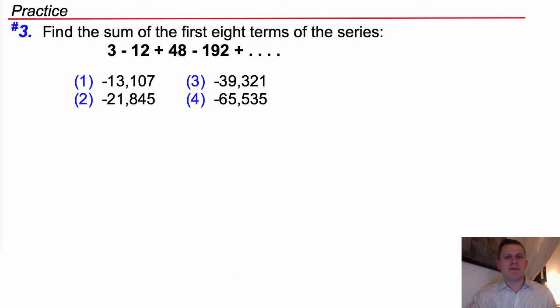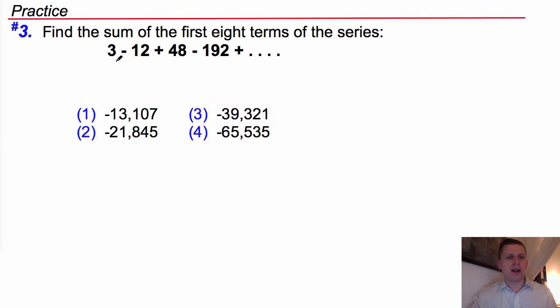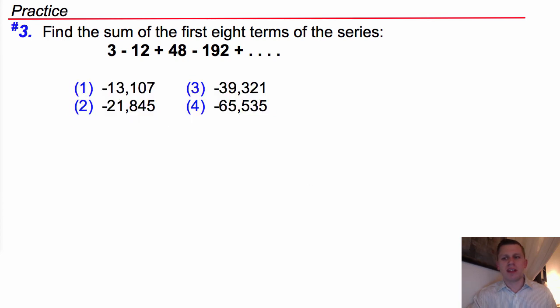Let's see how you did. I can see that this is a geometric series. If I look here, I'm taking 3 and I'm multiplying it by -4 to get -12. -12 by -4 gives me 48. 48 times -4, -192. So this here is clearly a geometric series because it has a common ratio of -4. The first term here is clearly 3.